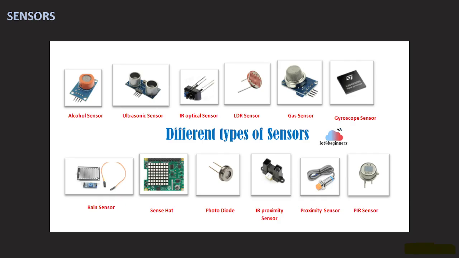For example, the alcohol sensor detects alcohol, and the ultrasonic sensor detects range, and it passes the distance between the object and the sensor. The LDR sensor is used to detect light, and it is also used in this project. You can also see the gas sensor, gyroscope sensor, range sensor, photodiode, proximity sensor, and PIR sensor. There are so many sensors.